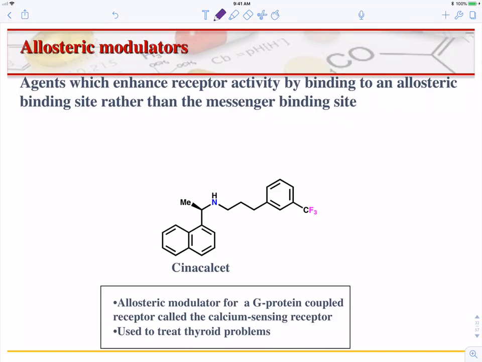We also have allosteric modulators. Allosteric modulators bind to another site, which is not the normal binding site for the receptor. That also causes a change in the conformation of the receptor. In this case, this ligand can be used to activate the same receptor that recognizes the binding site, and is used basically to treat thyroid problems.